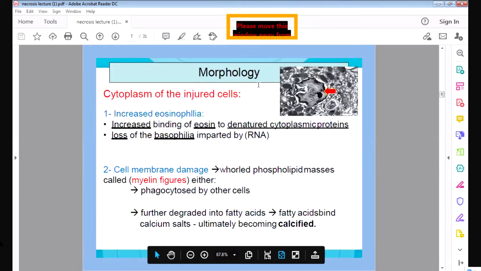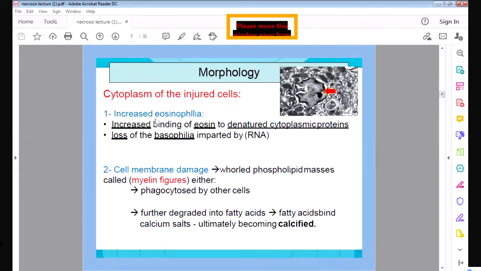So how will you see the morphology of the injured cells? Whenever the cell is injured or whenever the cell undergoes necrosis, there is increased eosinophilia. Eosinophilia means pink color. You should remember it is increased pink color. So the cell becomes pinkish in color, and that is because of the increased eosin binding to the denatured protein. The proteins inside the cell are damaged, and they will bind to the eosin stain. This is the eosin pink stain which we use for staining the cells and tissue.